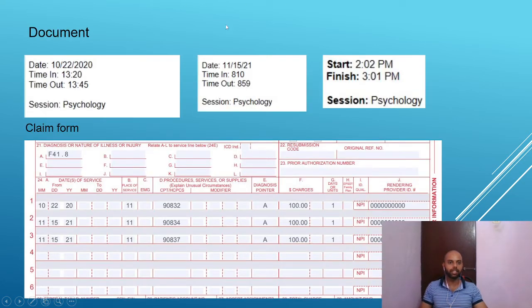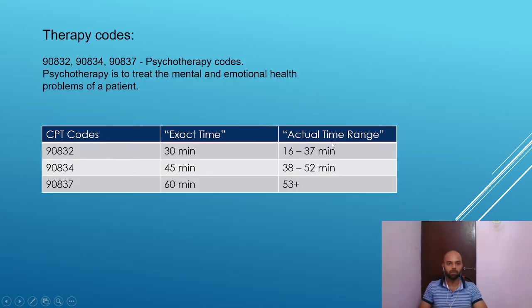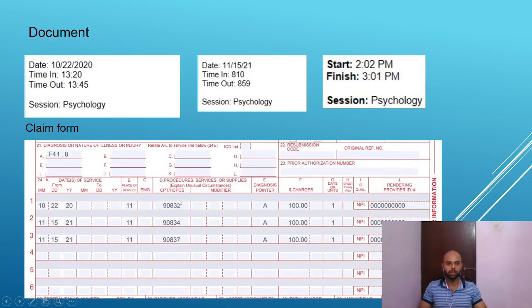Here I have three examples for psychotherapy codes. The first DOS is 10/22/2020. The time in is 13:20. Timeout is 13:45. Session is psychotherapy. 13:20 to 13:45 means 25 minutes. 25 comes within the range of 90832. So I have billed 90832 with 1 unit and the charge amount.